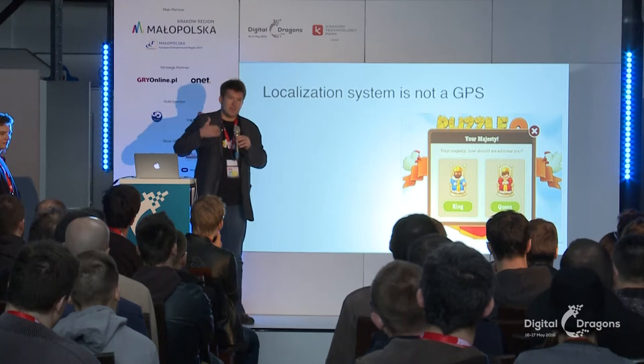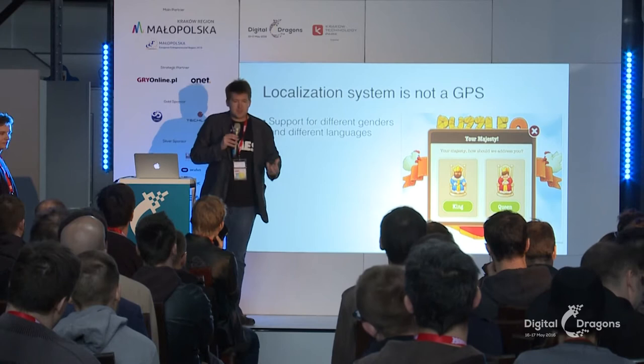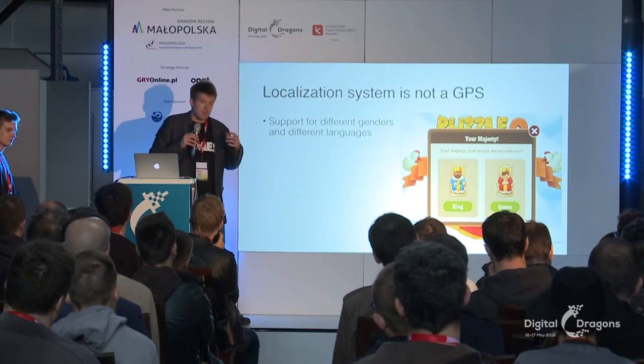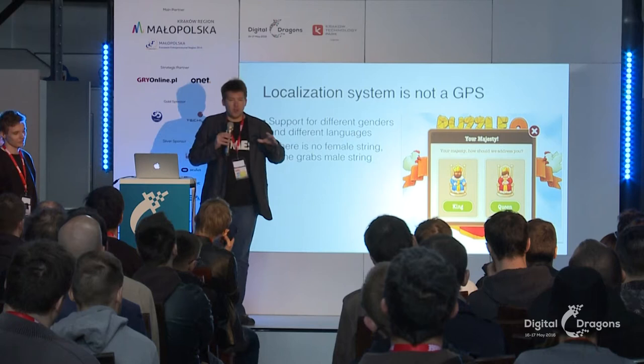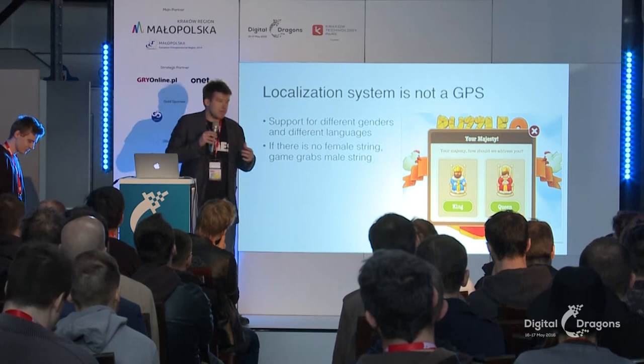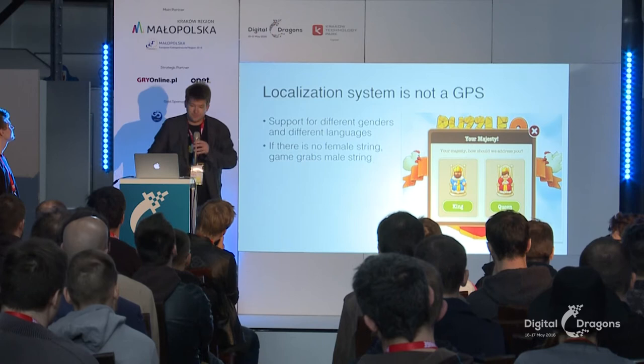Also, because of the way the dialogue system is done, and that workers address you as a queen or king, we needed some simple localization system with genders. So when a game is first played, you have to choose whether you want to be addressed as a king or as a queen. And then we have two columns in our config file, one for male and one for female. And if there is no female string and the player is female, it grabs a male string as a default.